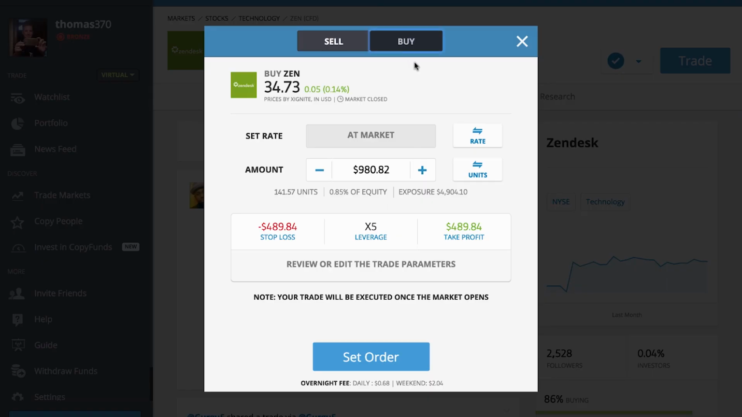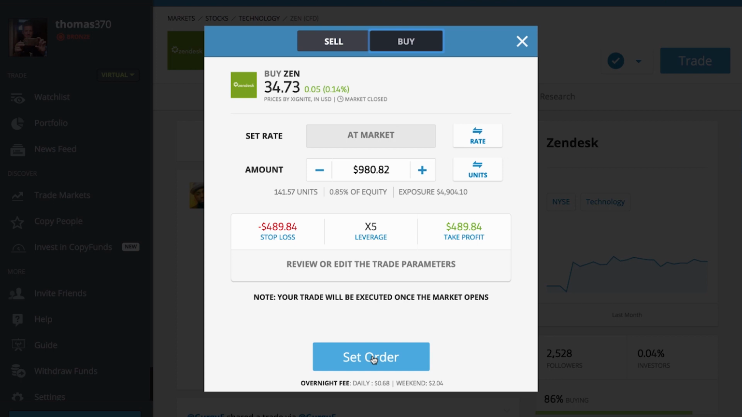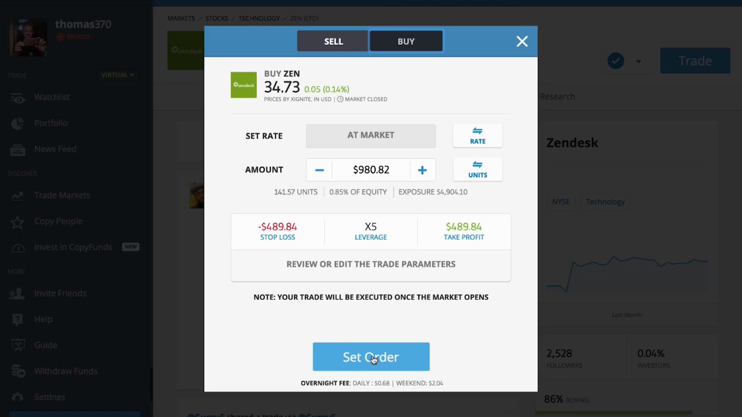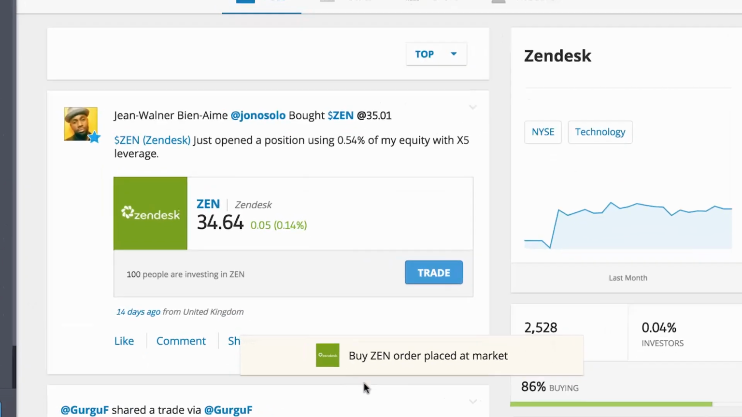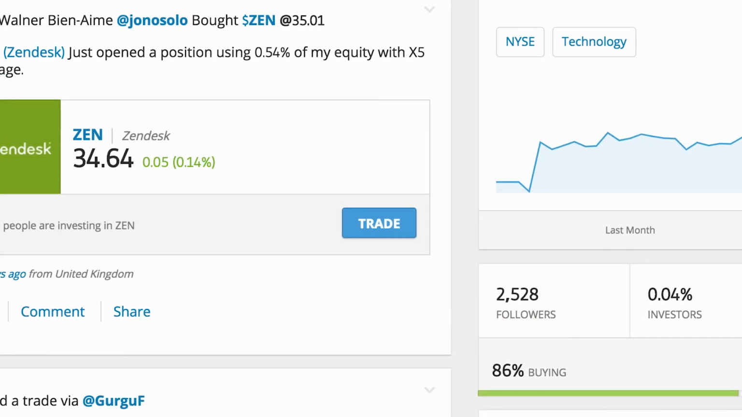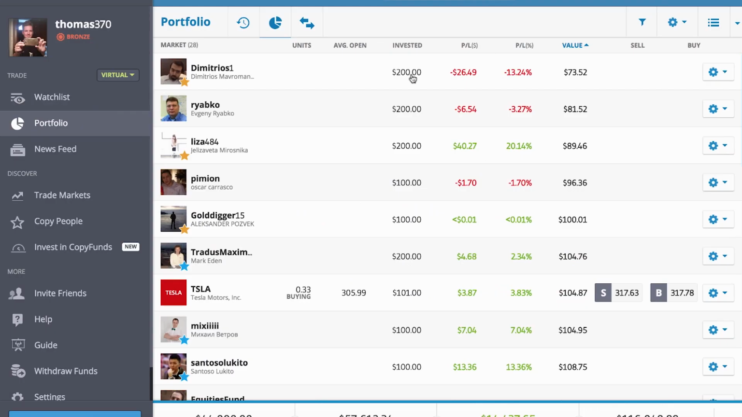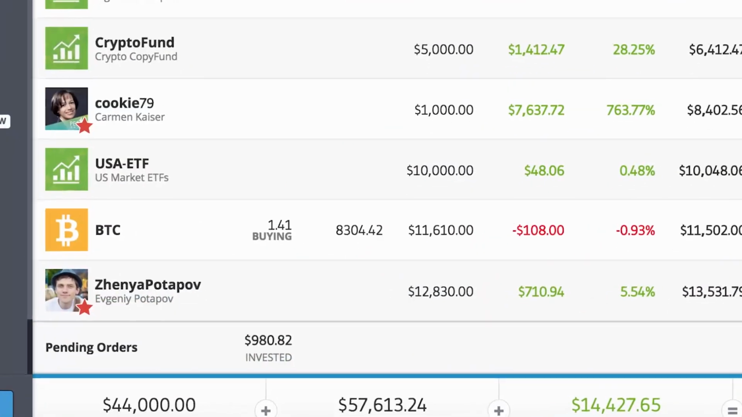Now because we're out of hours, because this New York stock market isn't open at the moment, it's only 4 in the morning, if I go to buy it at market, the normal one, without setting an order, it automatically turns it into an order. Boom. Buy Zen order placed at market. Now if I go into my portfolio, I can't see any Zen, and this is what used to confuse me. I'd think, where is it? So I'd try and buy it again and think the whole system's broken.